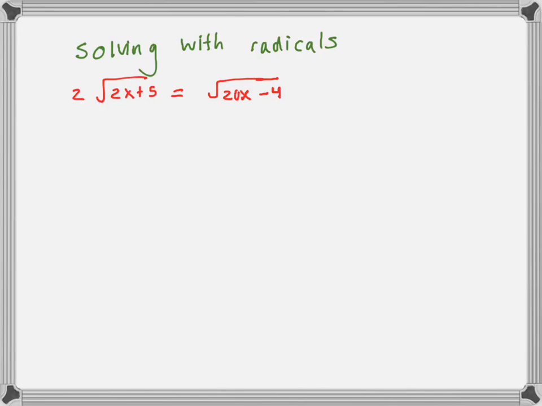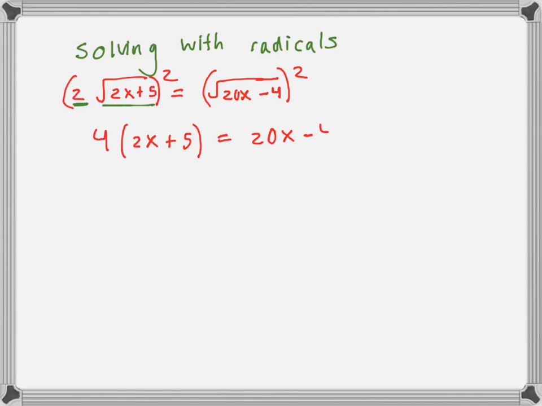Okay, so if we're looking at the first example, like it says in the instructions, we're just going to square both sides to get rid of the radicals. And if we're squaring both sides, that's fine. So we have 4 times 2x plus 5, because we're squaring this 2 here, and we're squaring the term. So 4 times 2x plus 5 equals 20x minus 4. Okay, and then if we're solving for this, we just get 8x plus 20 equals 20x minus 4. And then we just get 24 equals 12x, x equals 2.